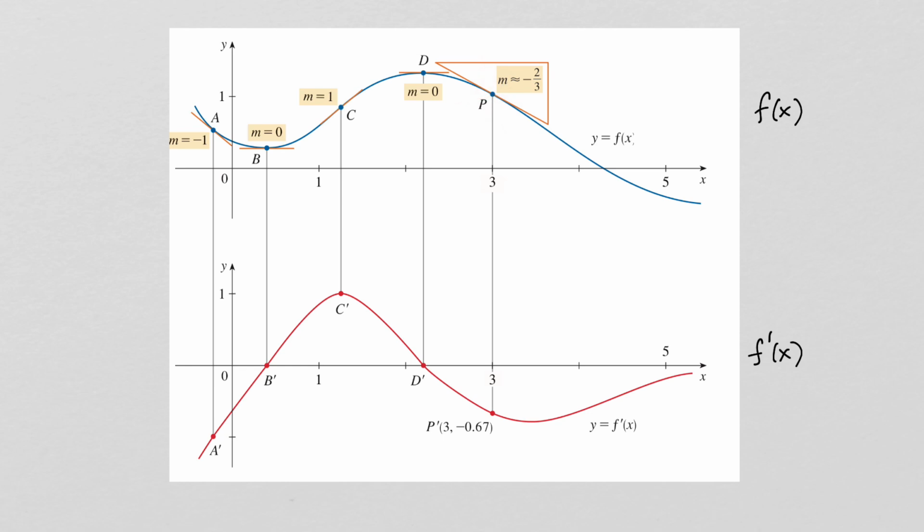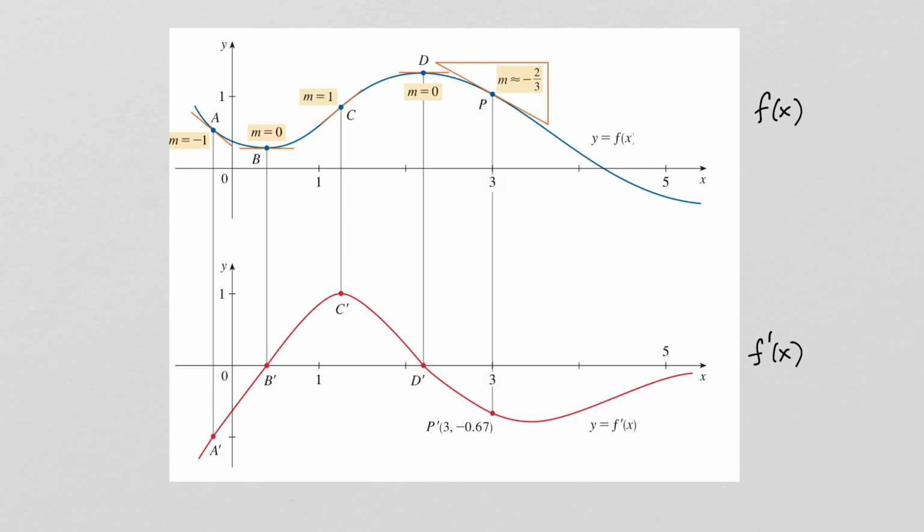So you can see, for example, at point A, we have a tangent line that appears to have a negative slope, and we are saying this slope is -1. At point B, we have a tangent line that is flat, so the slope of this tangent line is 0. At point C, we have a positive slope of a tangent line, and we're saying this slope is +1. And then once again, at point D, we have a flat tangent line again. At point P, it's now sloping downwards, and we're saying that that slope is approximately -2/3, etc.